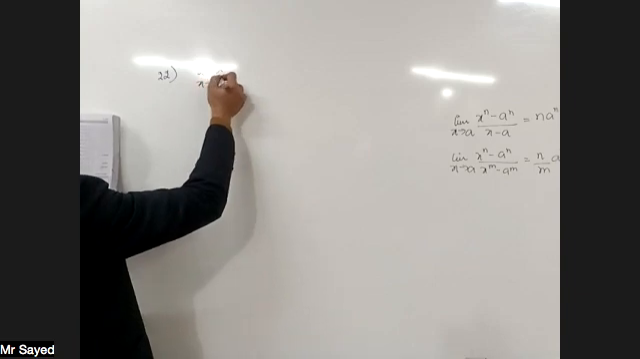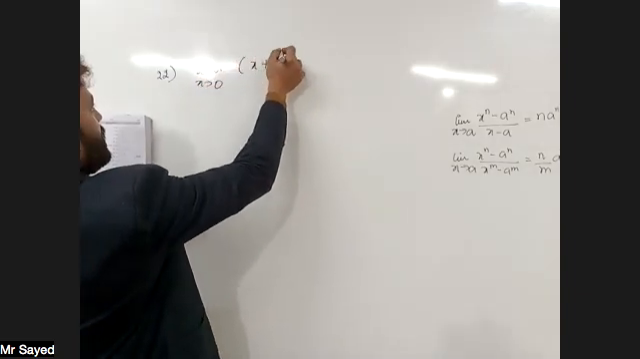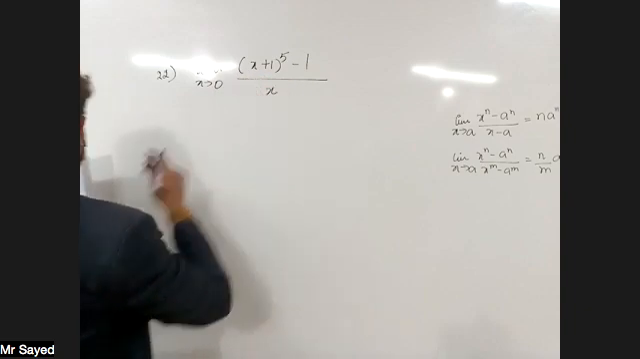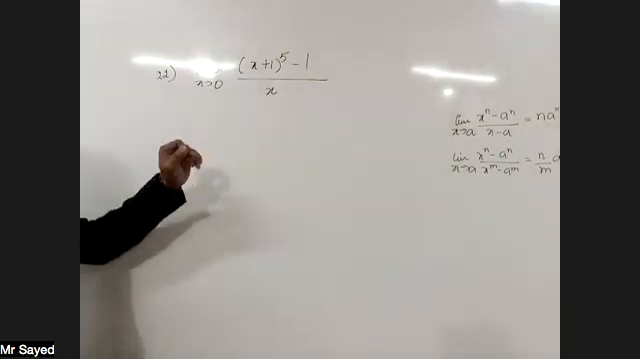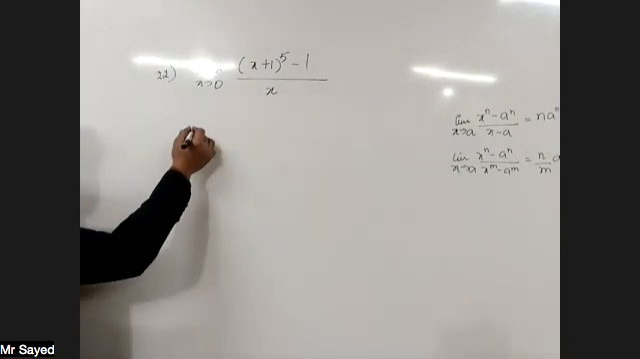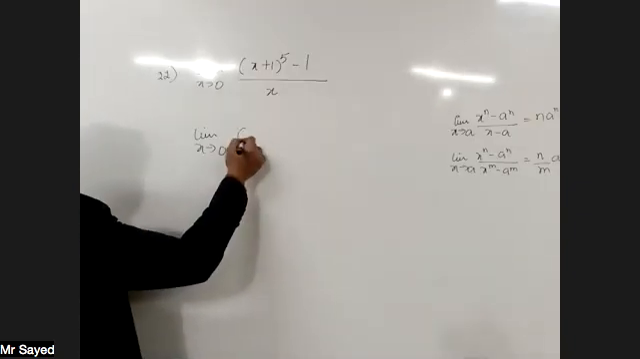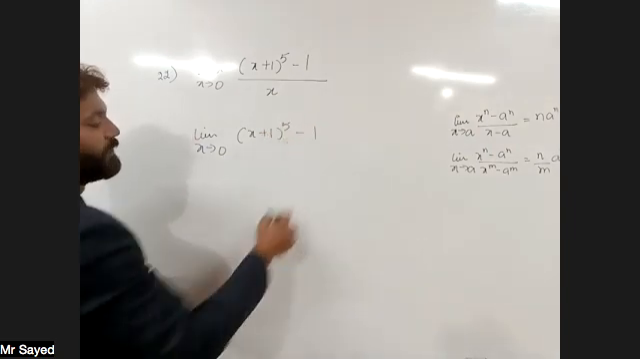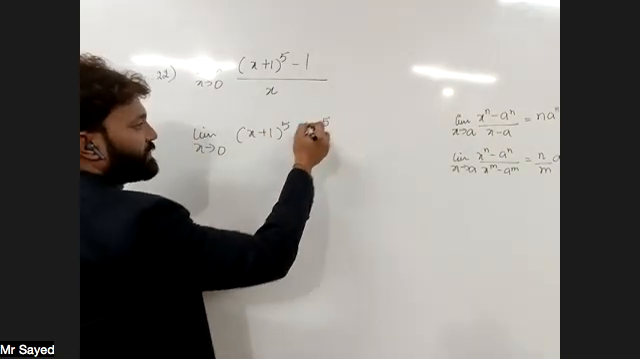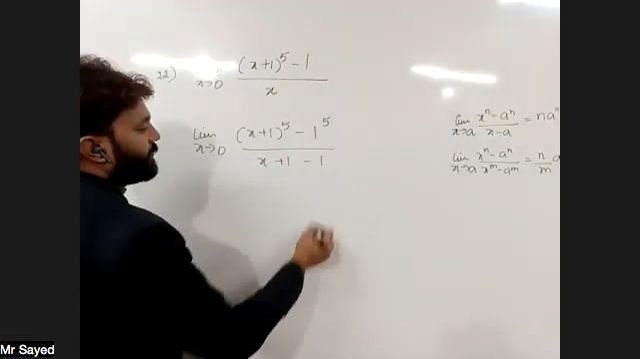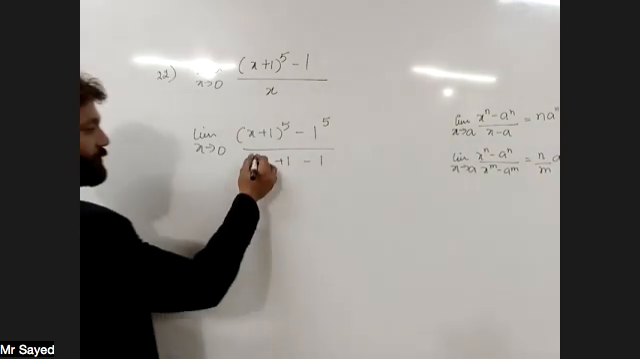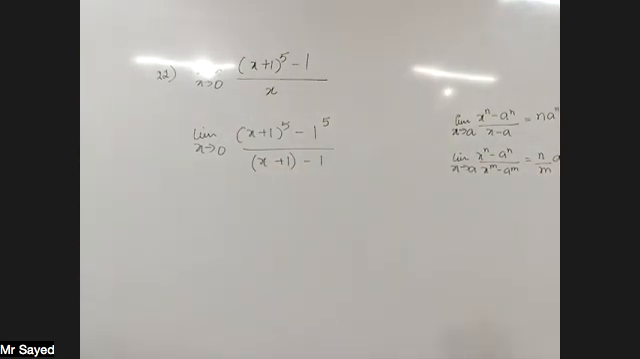Limit x tends to 0, ((x plus 1) to the power 5 minus 1) whole upon x. You should watch out for the manipulation in this question, the way we transform the complete presentation of this question. This one can be written as 1 raised to the power 5. With this x, we can write plus 1 and minus 1. What's the logic? To convert it to that form.